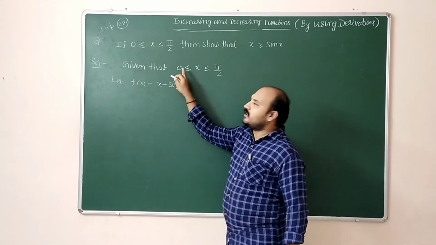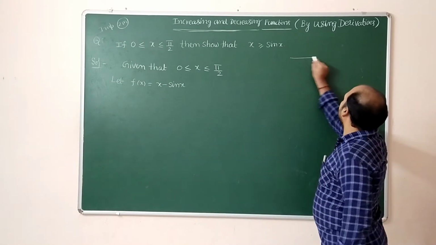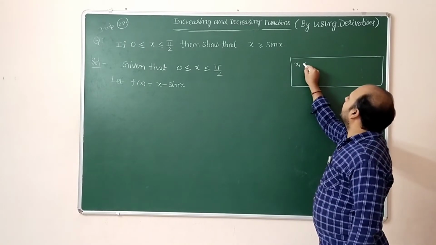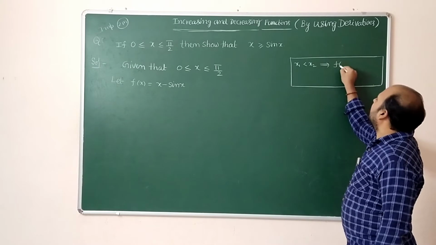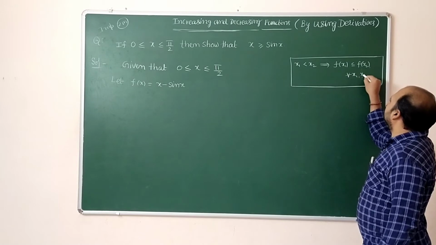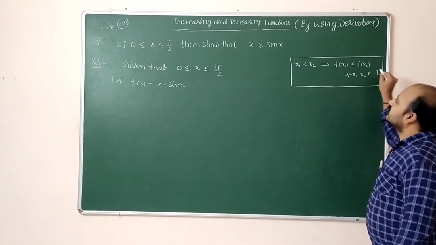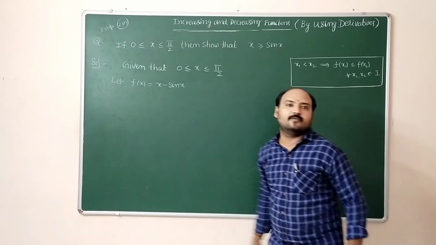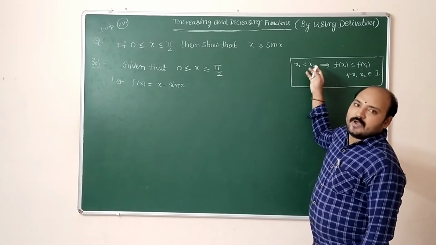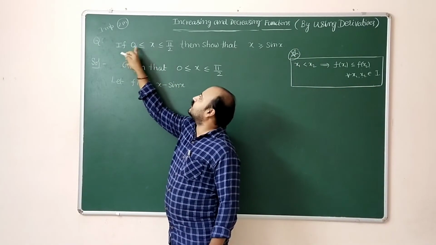After that, 0 is less than or equal to x is there. To apply increasing or decreasing, if it is increasing, if you take x1 less than x2, that implies f of x1 is less than or equal to f of x2 for all x1, x2 belongs to R. R means interval, so you can write it as interval. According to this interval, x belongs to closed interval 0 to pi by 2. This is the definition. So here I am taking 0 and x. This is x1, this is x2.